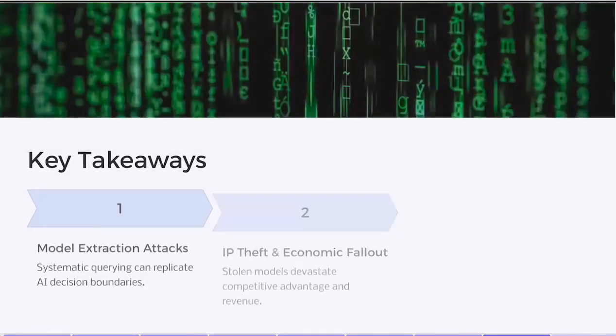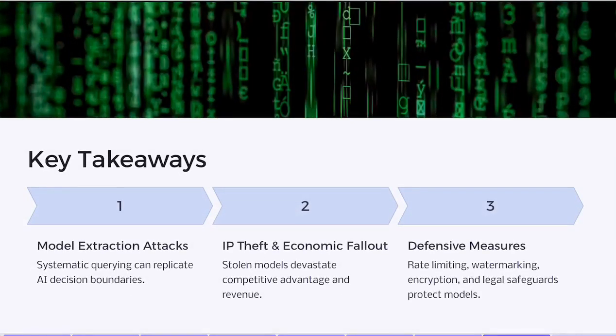Sounds good, right? To wrap up: number 1, model extraction attacks. Attackers can systematically query your AI to approximate or replicate its decision boundary. Number 2, IP theft and economic fallout. Stolen AI models can devastate your competitive advantage and revenue. And number 3 is defensive measures. Rate limiting, model watermarking, encryption, and legal safeguards are powerful ways to secure your models. Remember, in an era where 70% of enterprises plan to integrate AI across various departments by 2025, failing to protect your model can mean losing years of research and development in the blink of an eye.